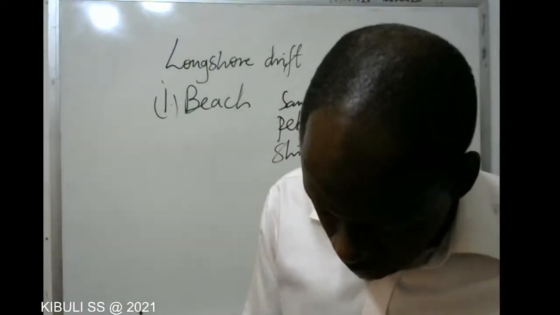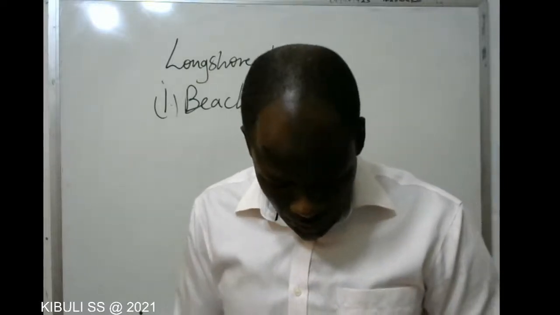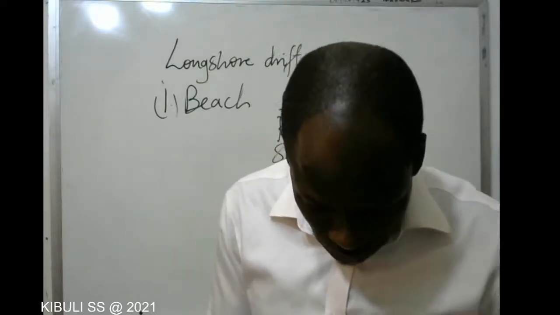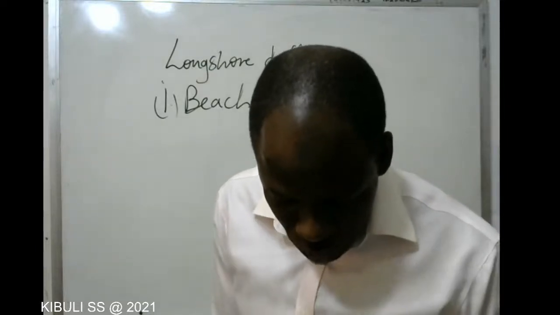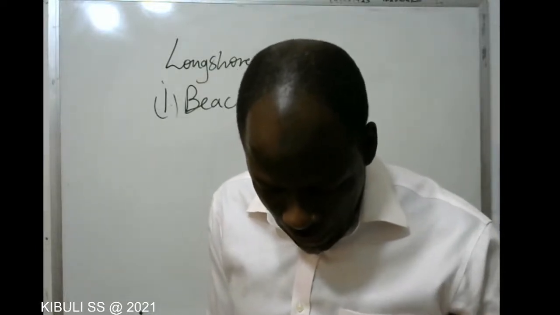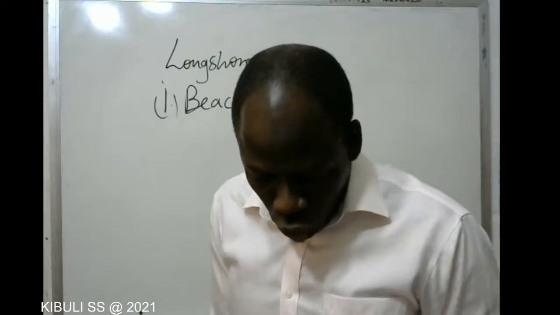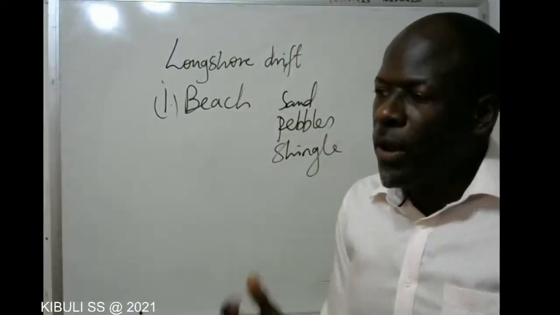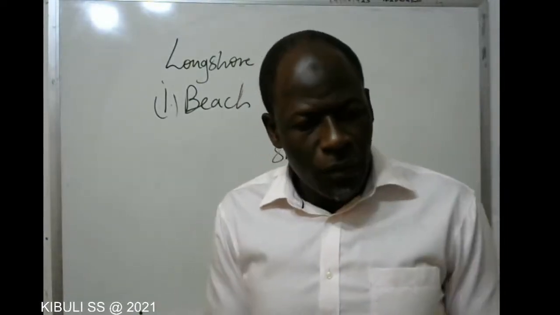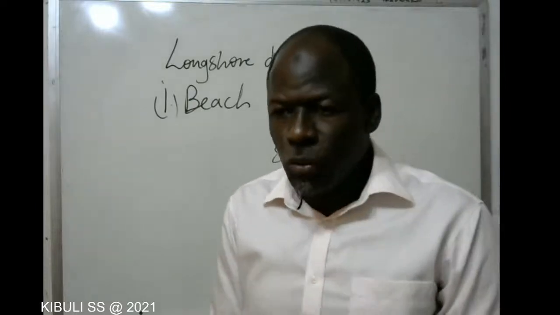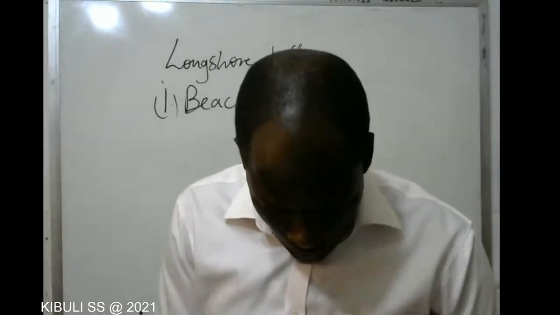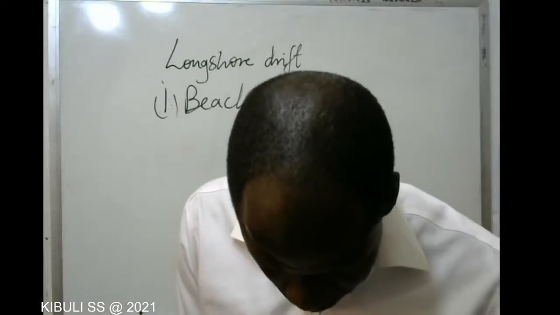So we have observed in our notes that a beach is a coastal accumulation of sand, pebbles and shingles, or it is a coastal accumulation of wave materials, implying that materials that have been brought along the coast accumulate and then form an area which is called a beach.